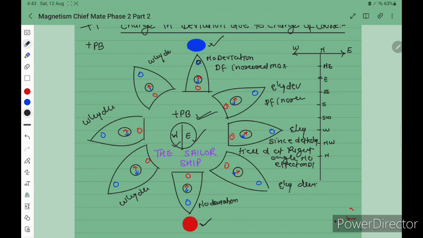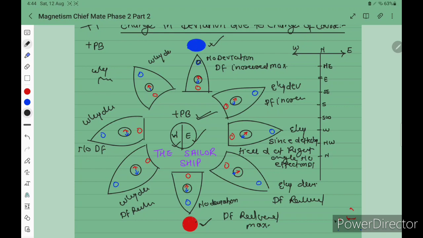Now, steady deviation and DF reduce, because it is not in line. Here DF is reduced maximum because it's opposite to the earth's magnetic field. DF reduce maximum. Here DF is reduced; no DF, DF is the active force. Here it increased. So if you see in PB, in the northwesterly, northeasterly and northerly headings, the northerly heading is maximum. So sometimes the question asks in which coefficient there is a maximum directive force on northerly heading and no directive force on east and west, or they can say reduced in the south. That means it is the Y coefficient, plus PB.